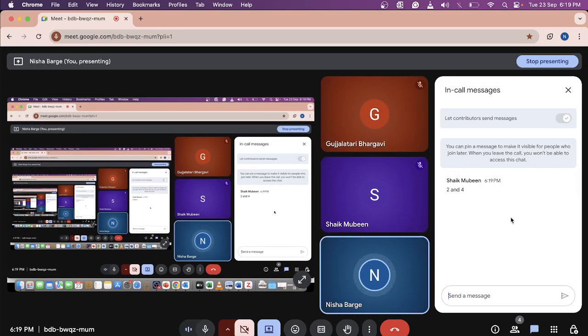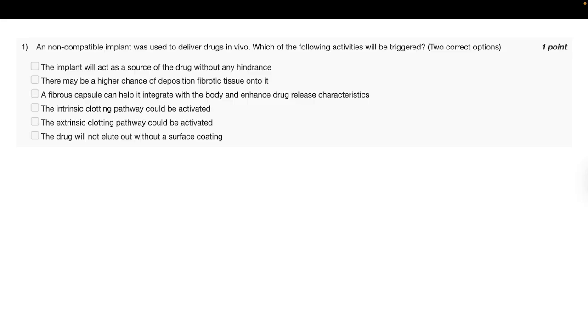Yeah, I guess somebody is trying to answer 2 and 4. Thank you for responding. So the second option is, there may be higher chance of deposition of fibrotic tissue onto it, and the intrinsic clotting pathway could be activated. Okay, thanks for answering.